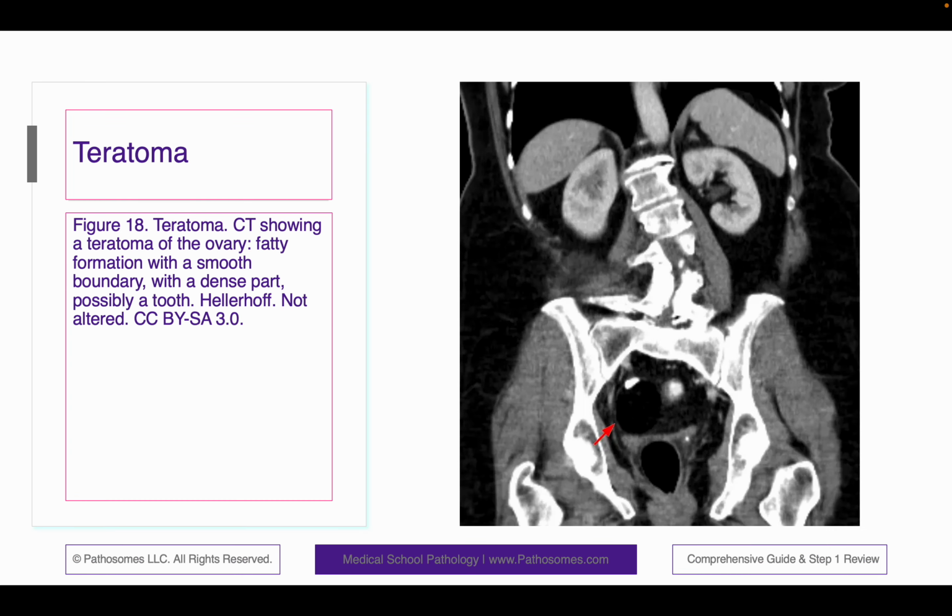And here we can actually utilize a CT scan to showcase a teratoma of the ovary. You see that large, well circumscribed, circular, black circle that the arrow is pointing to? That's a teratoma. Notice there's something very bright within it. That's possibly a tooth.